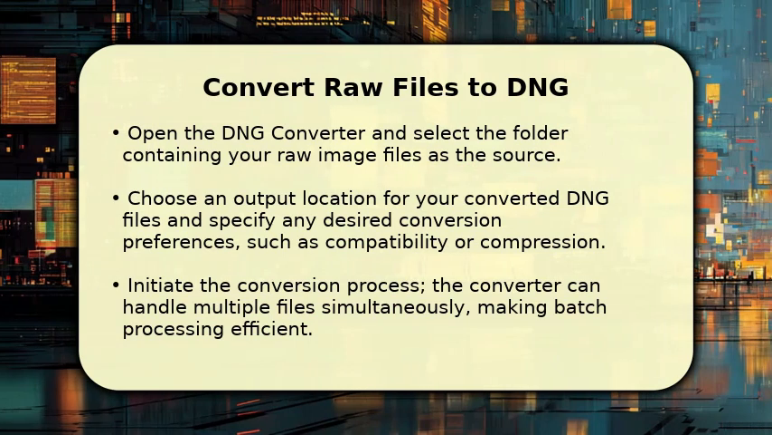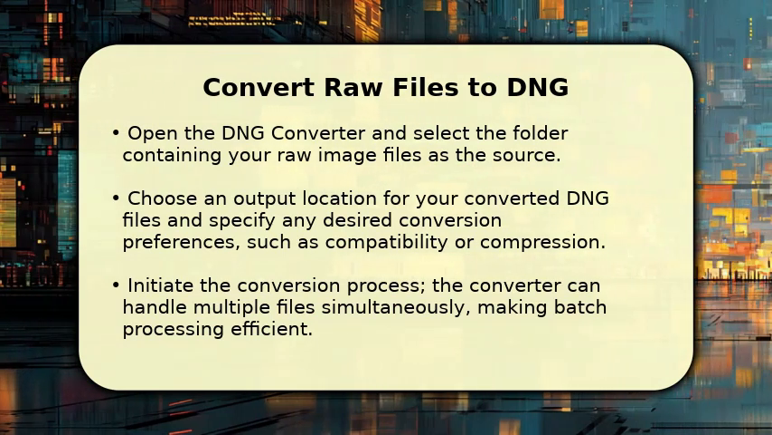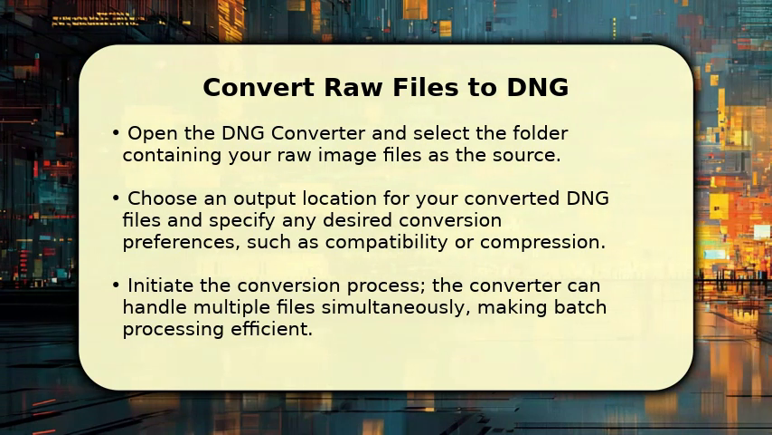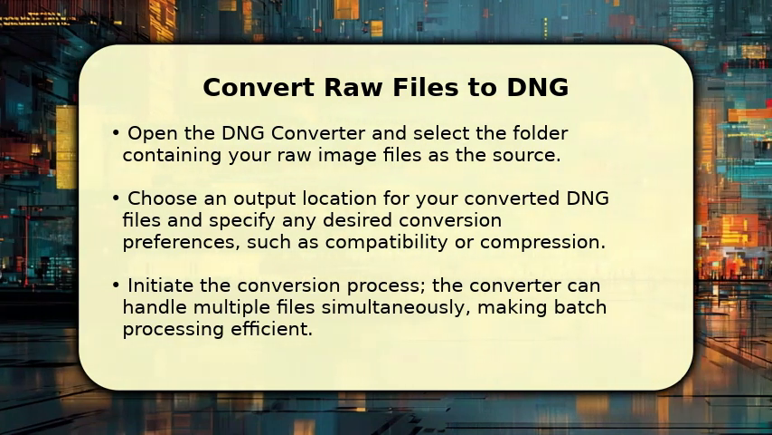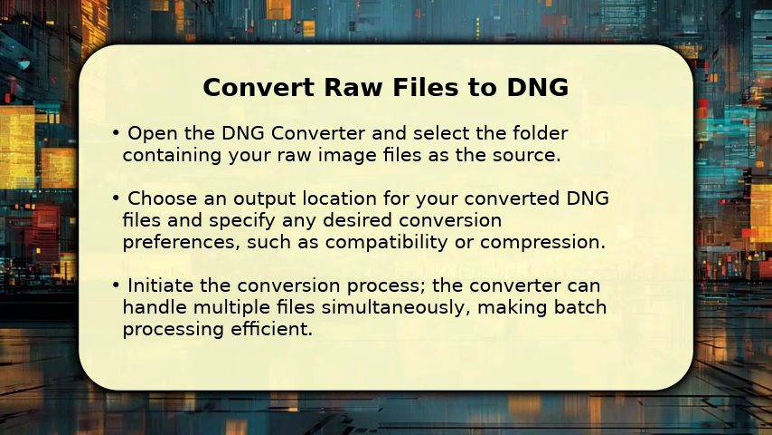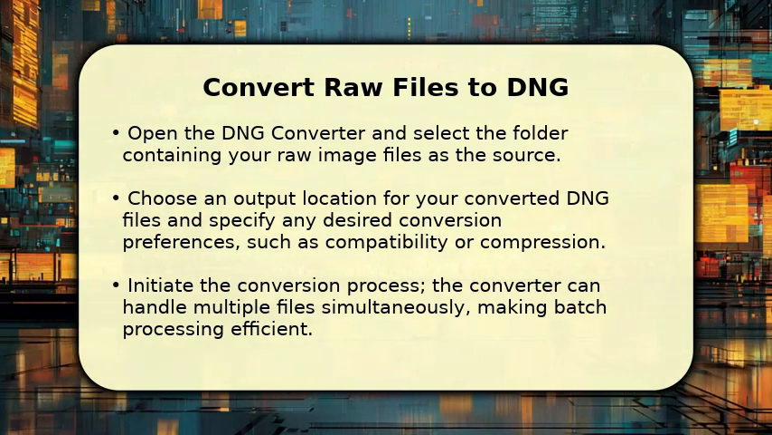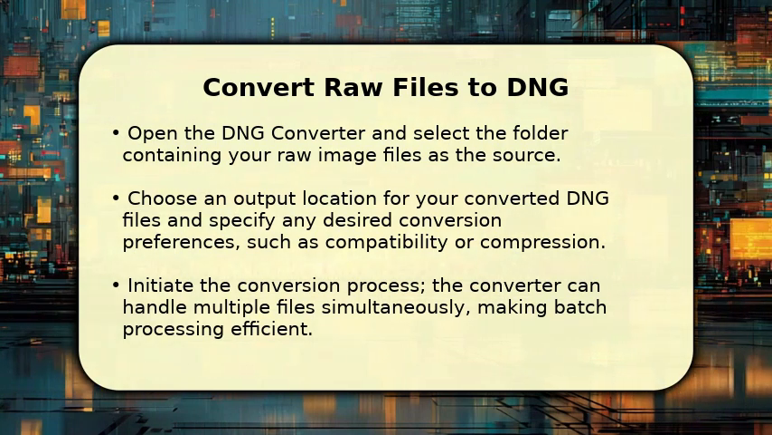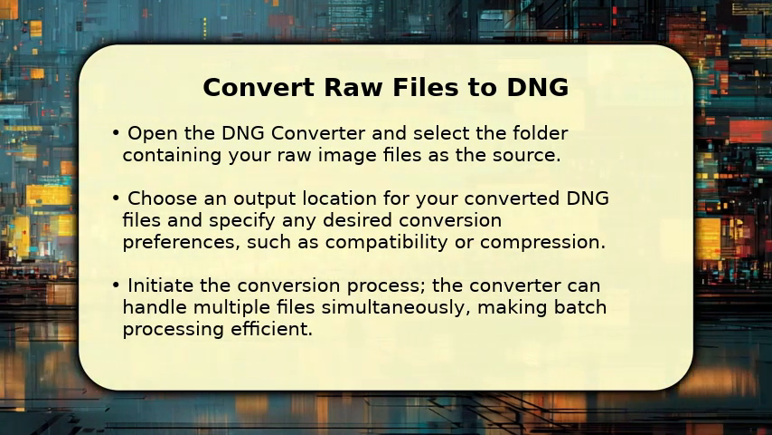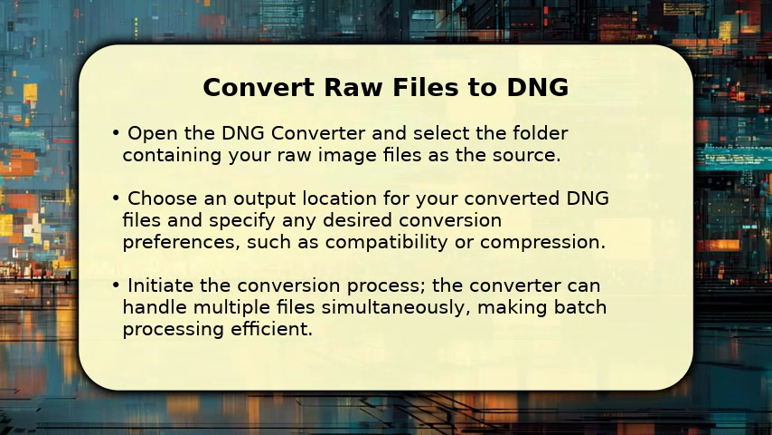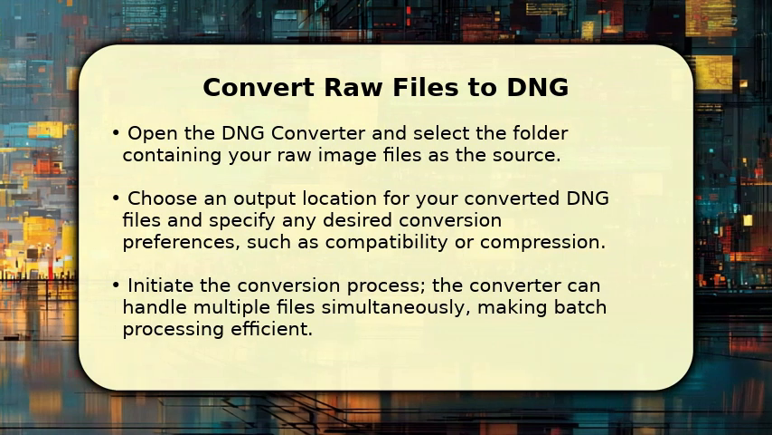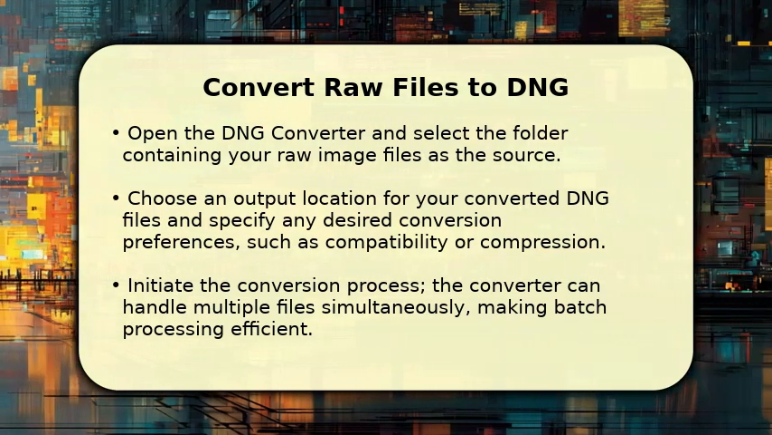Now for the conversion itself. Launch the Adobe DNG Converter and first, select the folder where your RAW images are stored. Next, choose a destination folder for your new DNG files. You can also adjust settings like DNG compatibility, which ensures your files work with older software versions, or choose a compression method. Once your settings are in place, simply click Convert. The utility will then process your images, even hundreds at a time, quickly and efficiently.